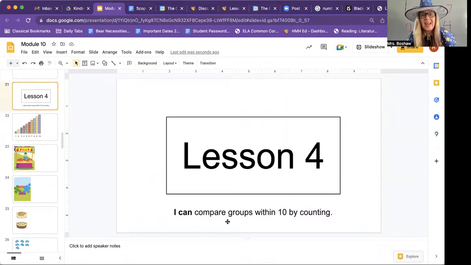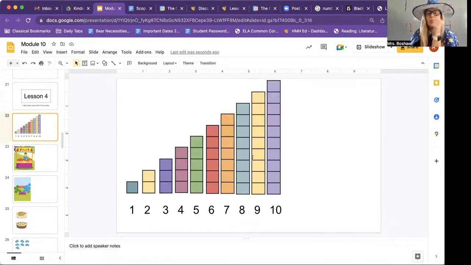Ready? I can compare groups within 10 by counting. What does that mean? Well, first I want us to look here. Let's count. 1, 2, 3, 4, 5, 6, 7, 8, 9, 10. Now, those are just numbers, but what does that mean? Well, I have one block, 2 blocks, 3 blocks. So 4, I'm going to have 4 blocks. Do you see? And so we count in order.